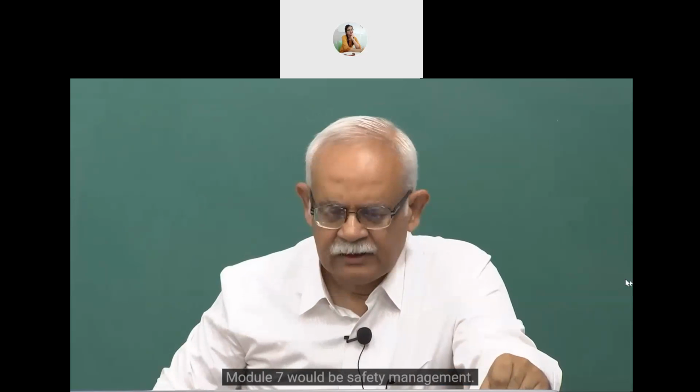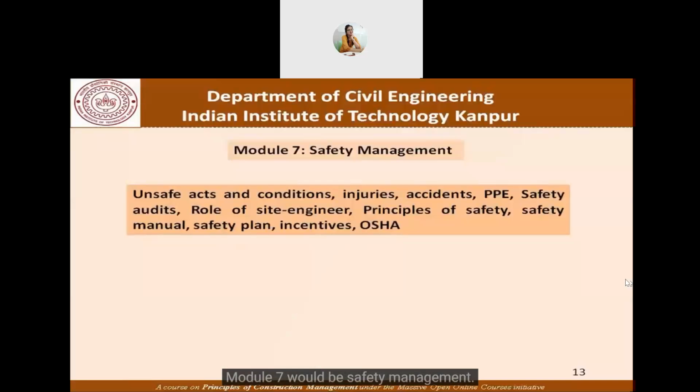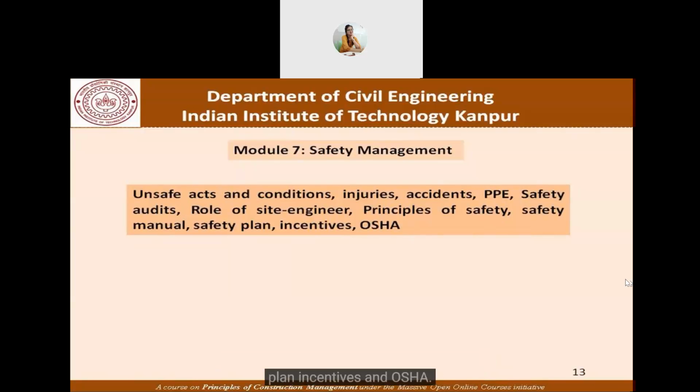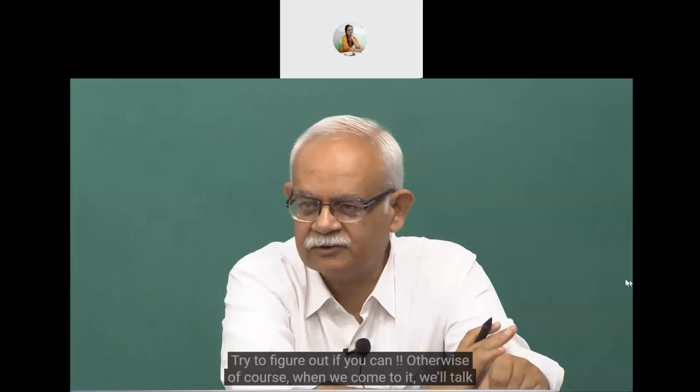Now, module 7 would be safety management. We'll talk about unsafe acts and conditions, injuries, accidents, personal protective equipment, safety audits, role of a site engineer, the principles of safety, safety manual, safety plan, incentives, and OSHA. I'm not explaining to you what OSHA is. Try to figure out if you can. Otherwise, of course, when we come to it, we'll talk about it.